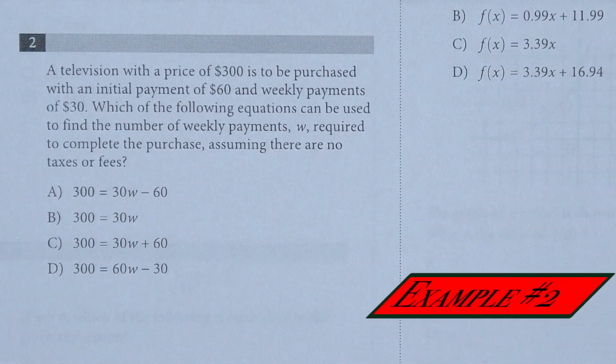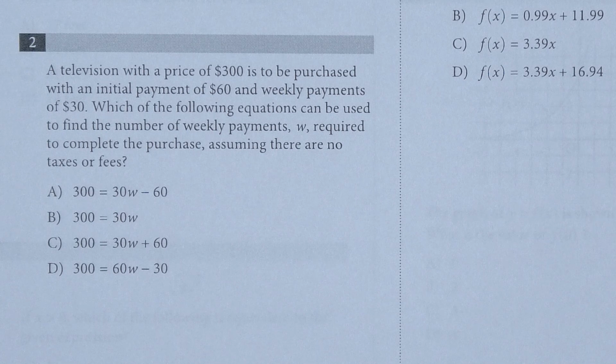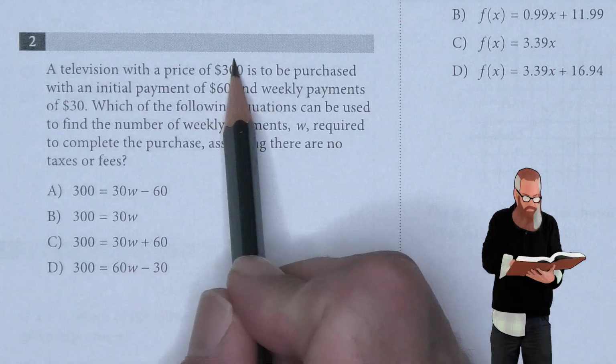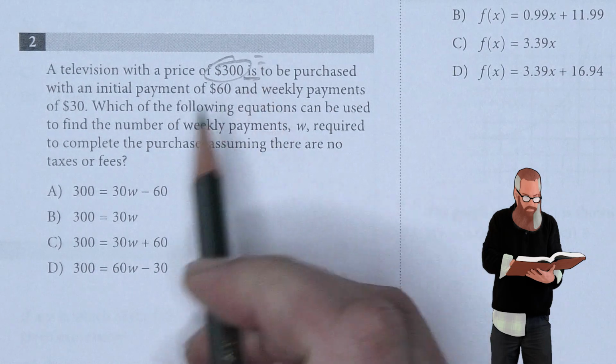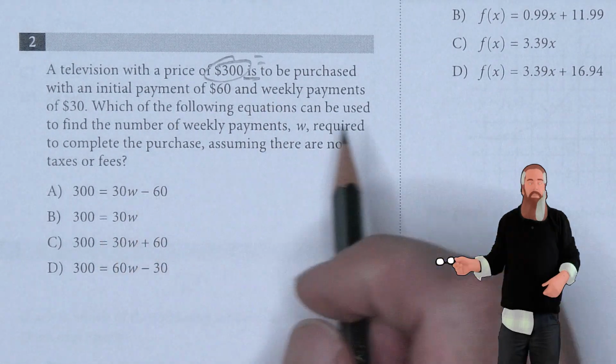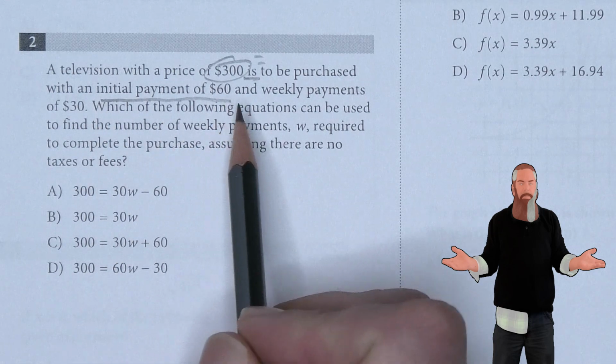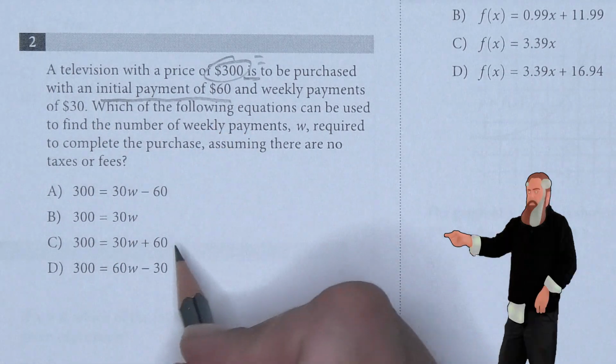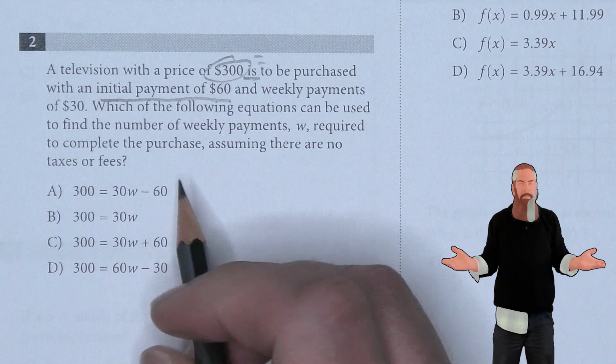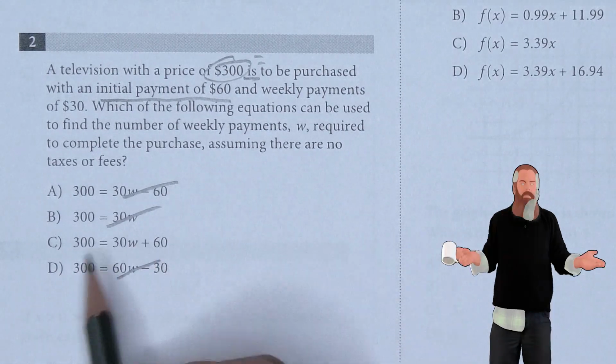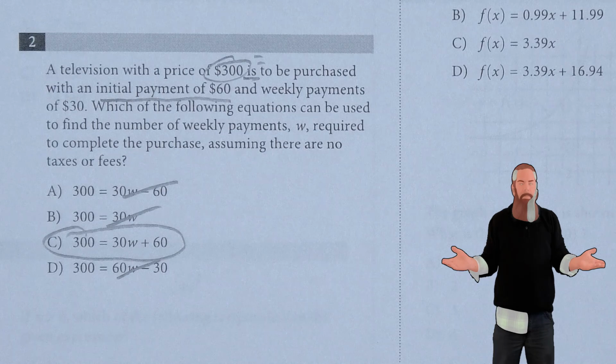A television with a price of $300 is to be purchased with an initial payment of $60 and weekly payments of $30. Which of the following equations can be used to find the number of weekly payments W required to complete the purchase, assuming there are no taxes or fees? Well, we look at this and we see 300 equals, which we have in all of these. The initial payment of $60 means that we have a plus 60 that should be there. This doesn't fit, which means we would wind up with C as the answer.